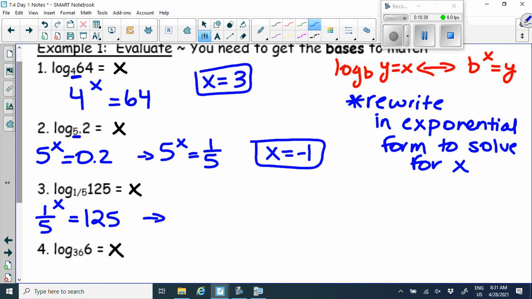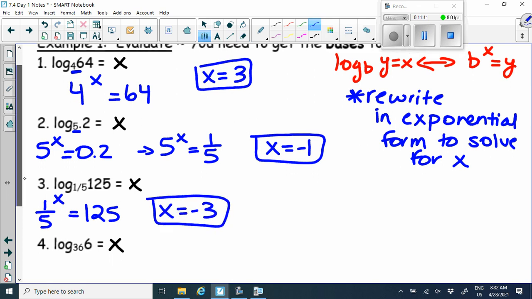Okay, now we have to think, 5 to what power gives us 125? Well, that's going to go ahead and be 3. And you can plug that. So if you're thinking, how do you know that? Well, just take 5 to the first power. What does that give you? 5 to the second power. What does that give you? 5 to the third power. That gives you 125. So here, our x is going to be -3.